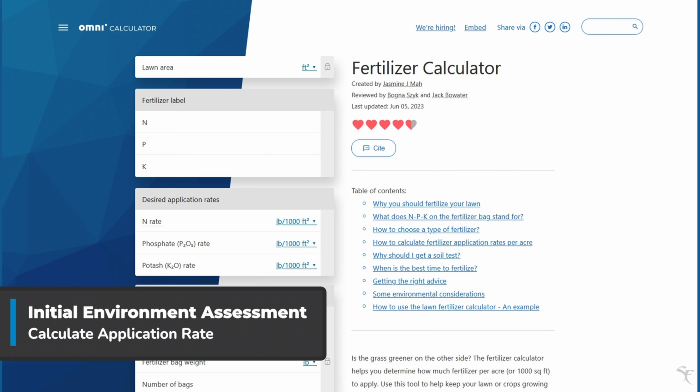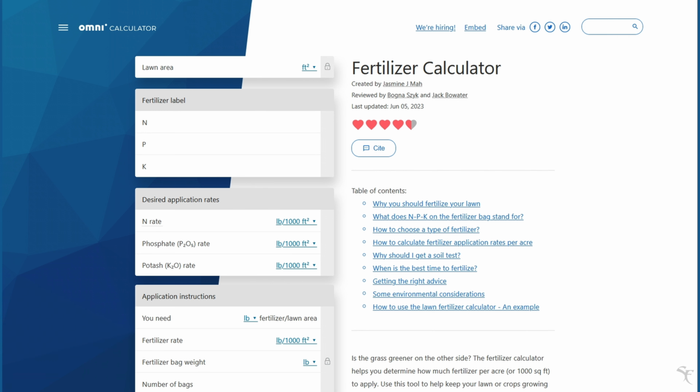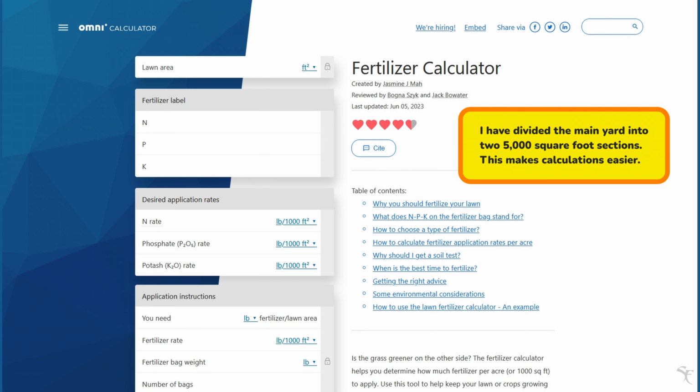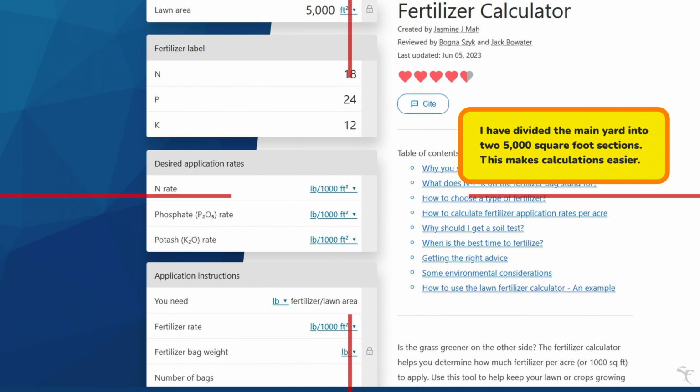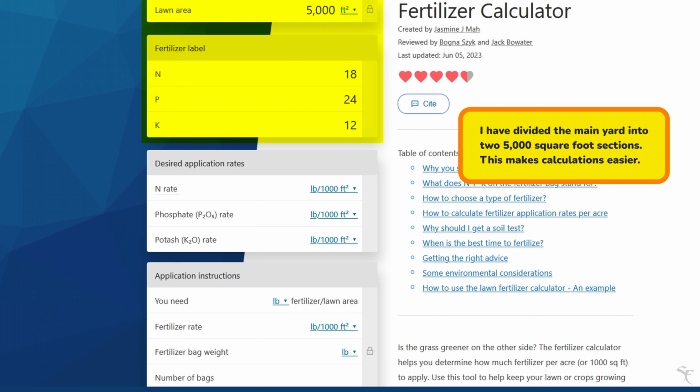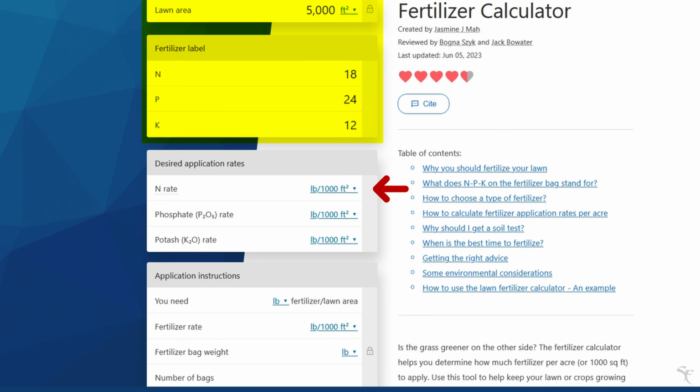So looking at the Omni calculator, there are some values that I need to put into the calculator to get the application rates and what I need to do for my particular situation. We'll start off by putting in the area that I'm working with. And for me, it's about 5,000 square feet. So we put that number in, 18, 24, 12. And then I want an application rate. So let's see what it'll be if we did the maximum application rate.